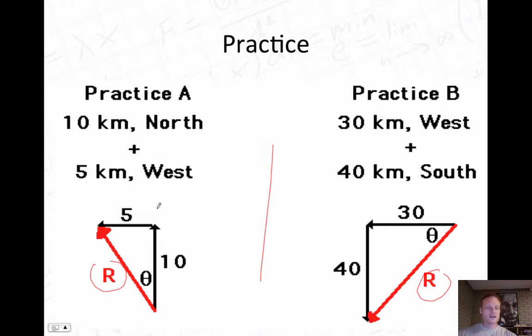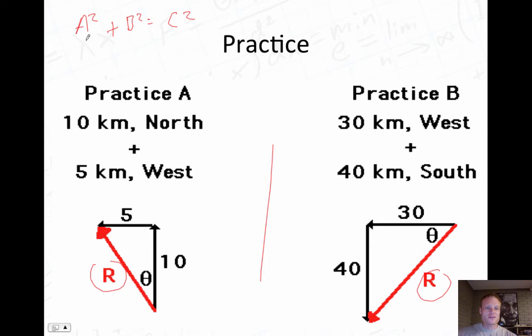Okay, so we have 2 vectors, one going 10 kilometers north plus one going 5 kilometers west. What is the total displacement? What is the result of that? Well, the first thing I'm going to do is figure out r, and to do that I'm going to use a squared plus b squared equals c squared, which is the Pythagorean theorem.